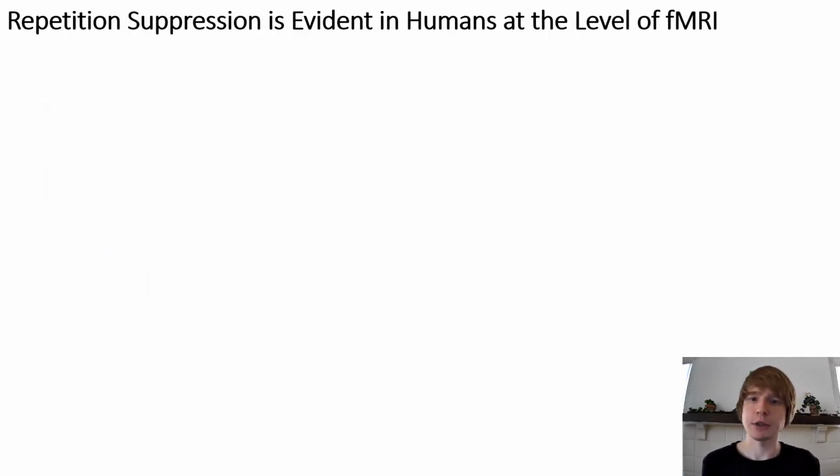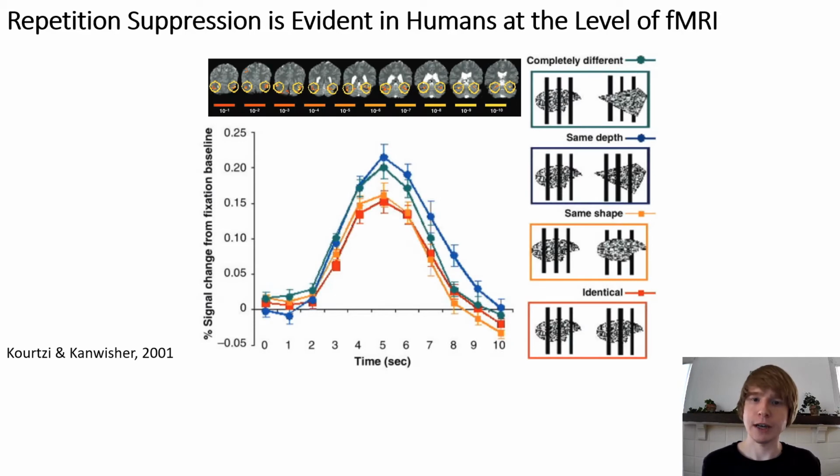This phenomenon is observable in humans at the level of the hemodynamic response using functional magnetic resonance imaging. This figure from Kourtzi and Kanwisher shows the hemodynamic response to the same image repeated, the red and the orange, is lower than to different shapes, the green and the blue. Highlighted areas of cortex, which show the strongest repetition suppression, are in inferotemporal cortex. The observation that suppression occurs when the same shape is repeated, but not when another similar but different shape appears, suggests that repetition suppression in IT is stimulus-specific.